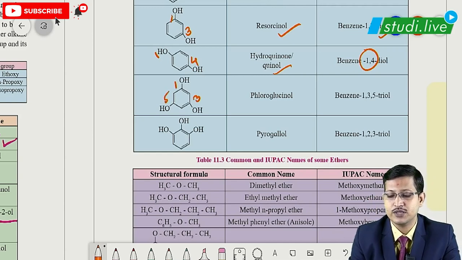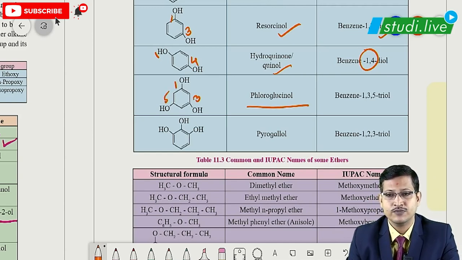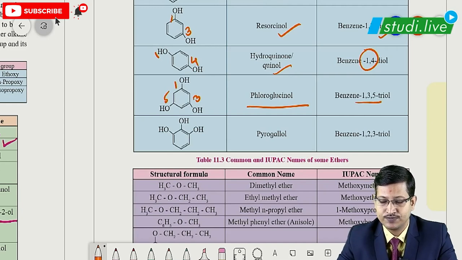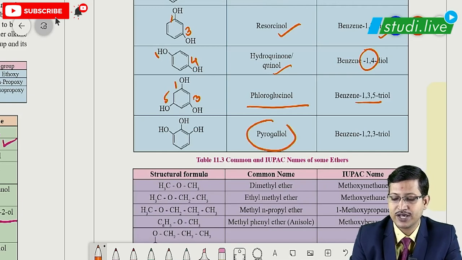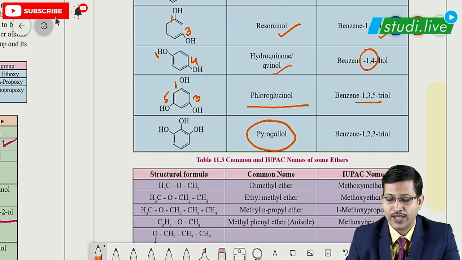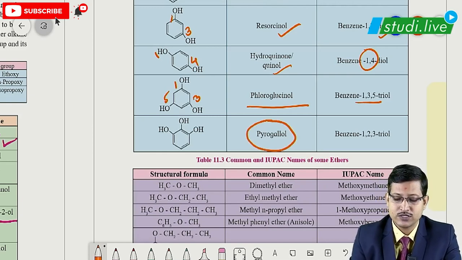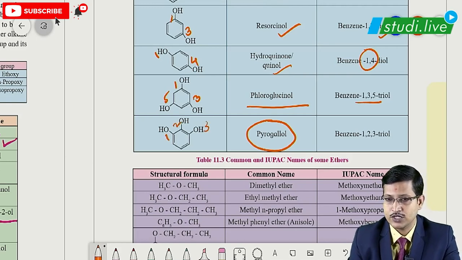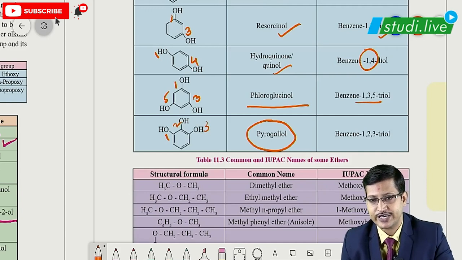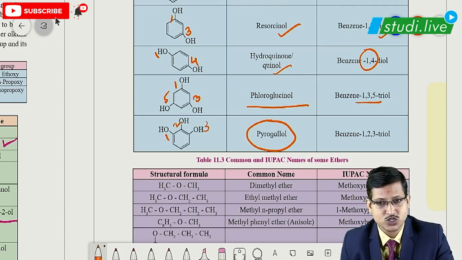Same way, this is now first position, third and fifth. So this common name is phloroglucinol, and the IUPAC is benzene-1,3,5-triol. Lastly, this is benzene ring with OH, OH, and OH. This compound is termed pyrogallol, and in the IUPAC name, this is your first carbon, second carbon, and third carbon. Now numbering is also important. Very carefully, you should select it in such a way that you get the lowest locant.